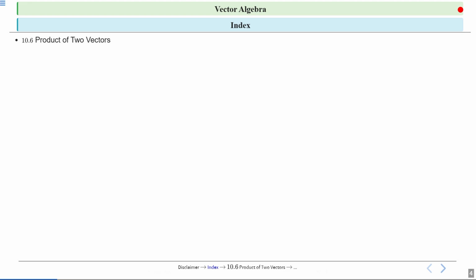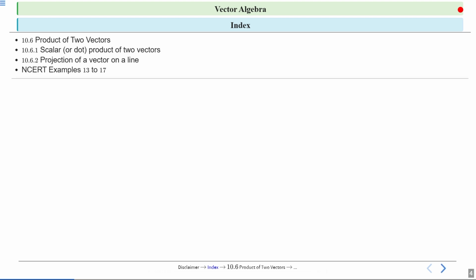So today we are diving into the topic of vector algebra, specifically focusing on the product of two vectors in section 10.6. Now in NCERT section 10.6.1, we will study the scalar or dot product of two vectors. The dot product is a way to multiply two vectors to get scalar values. After that, we will see NCERT section 10.6.2. We will discuss the projection of a vector on a line. After that, finally, we will look at the examples from the NCERT textbook, specifically from examples 13 to 17. So let's start.